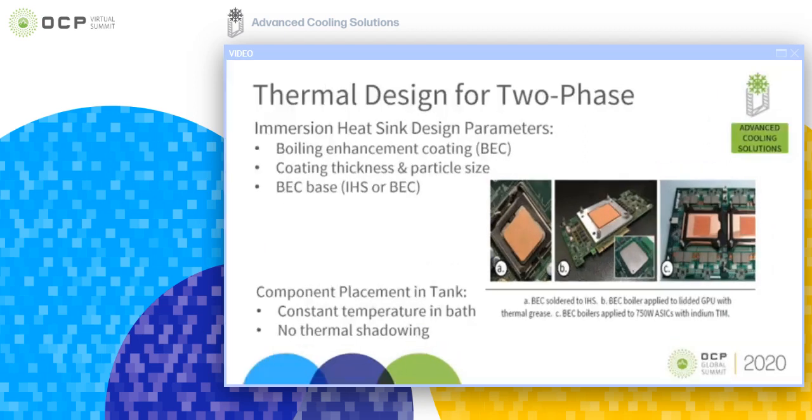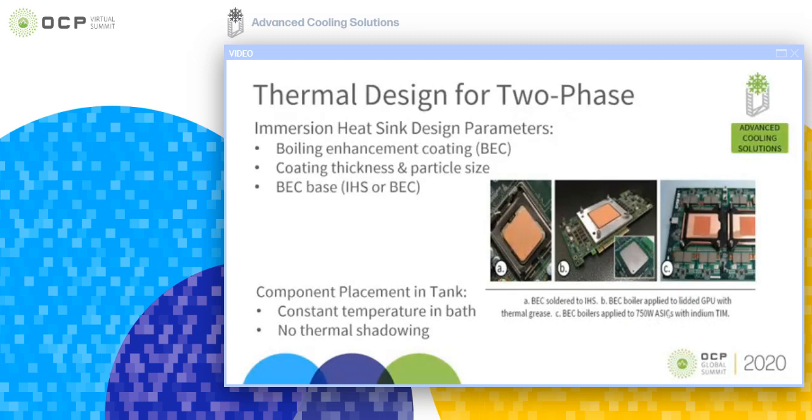So direct submersion of a bare die or leaded package is not an optimal way to do two-phase immersion. So for passive pool boiling heat transfer, you need the boiling enhancement coating on the IHS or integrated heat spreader, or a heat spreader which will work as a heat sink on the top of the leaded package. So there can be multiple ways, various techniques can be used to enhance boiling heat transfer, and that is called the boiling enhancement coating, which increases the surface area on the top of the boiler.